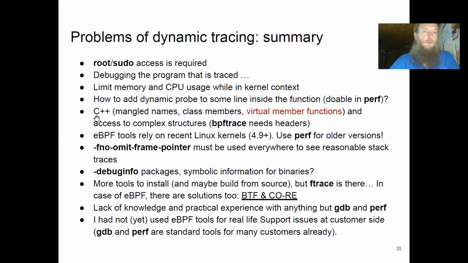There are problems working with C++ because bpftrace needs symbolic information. It's not so easy to use in this regard as Perf. But again, there is a solution. You can provide includes, and there is a solution a bit down on that same slide that is already work in progress for the future. You need to work with recent Linux kernels, but I hope you do so. For all the versions, use Perf, and well, it just has a bigger impact basically, but it's really flexible.